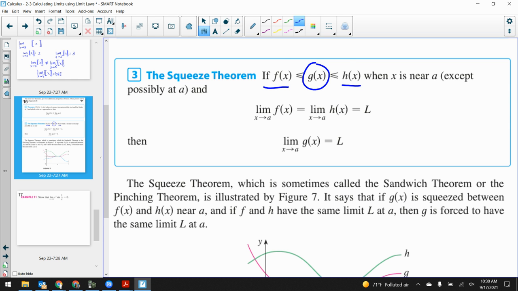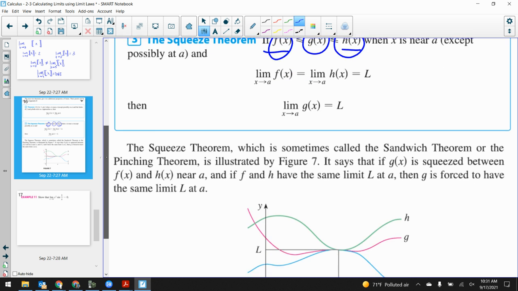If you know this is true, where f and h squeeze in the middle function g, then you know the limit as x approaches those numbers on either side. If that's a certain value and g is stuck in the middle, then you don't even have to know anything about the characteristics of g. You just have to know that it's in between there. Then you know that the limit of g of x has to be equal to that number as well. This is visually what it looks like.